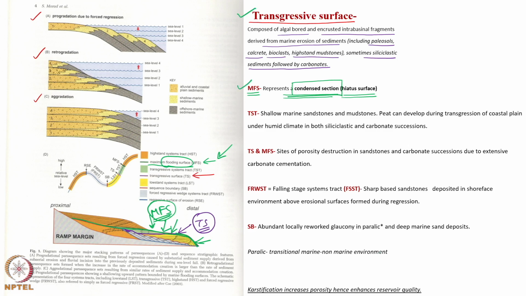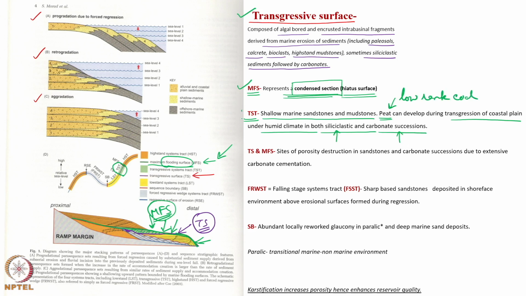and the MFS. We are going to see now this portion of the curve given by TST, transgressive systems tract, and this green color represents that kind of rock. What kind of rock are they? They are the shallow marine sandstones and mudstones. Peat can develop during transgression of coastal plain under humid climate in both siliciclastic and carbonate successions. It can be a siliciclastic succession, it can be a carbonate succession, but in both the cases peat can develop, which is a low rank coal.